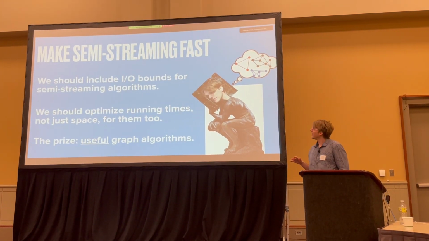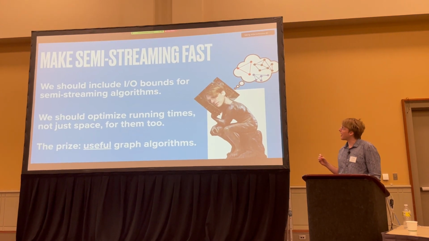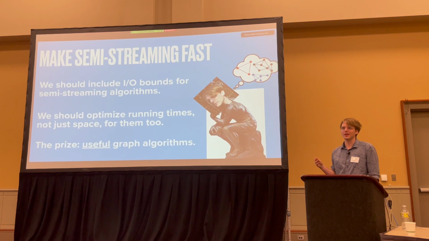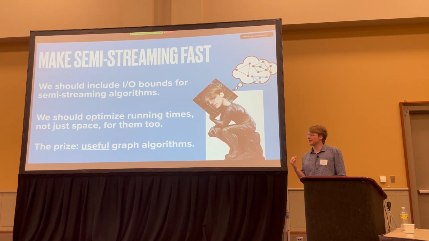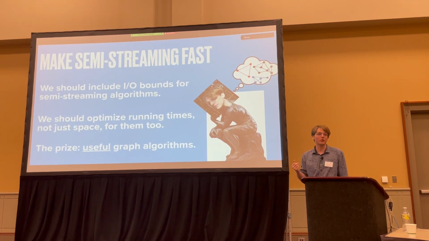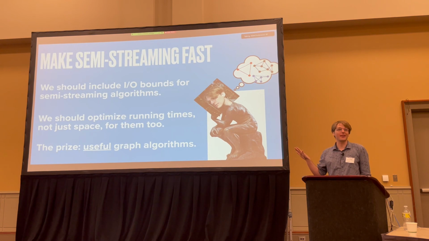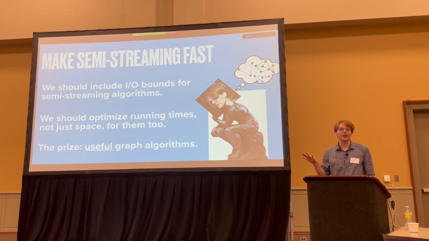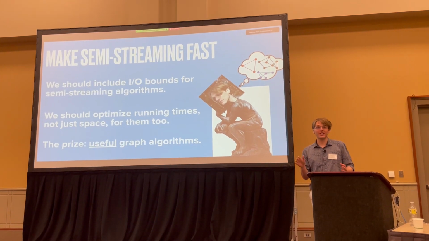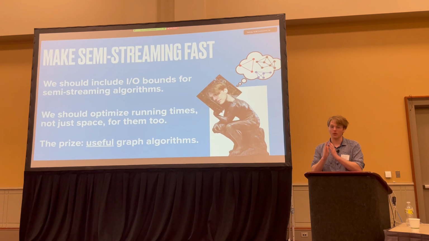So first, my little theory thing is that I think we should be including I/O bounds for the semi-streaming algorithms we make, for the streaming algorithms that we use for graph systems, because as this work shows, these data structures are often not going to be able to live in RAM. So they have to work well in the external memory model as well. And beyond that, we should be optimizing their running times, and not just for space, as is typically the case in the streaming setting. And the prize, if we do these things, is graph algorithms that are useful in a practical sense right out of the box. The gap between theory and practice can be very small.